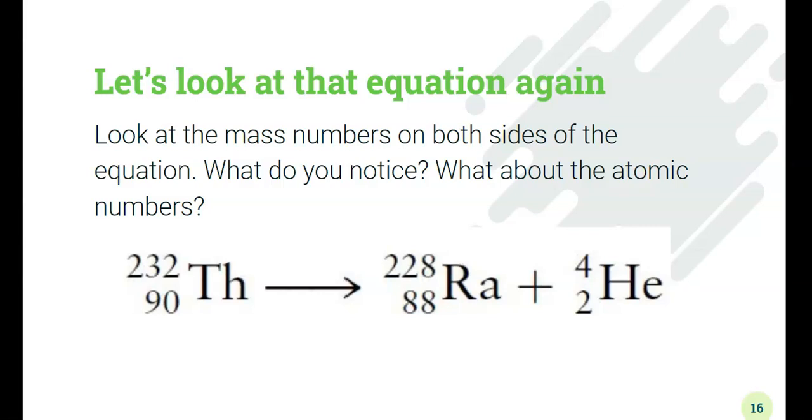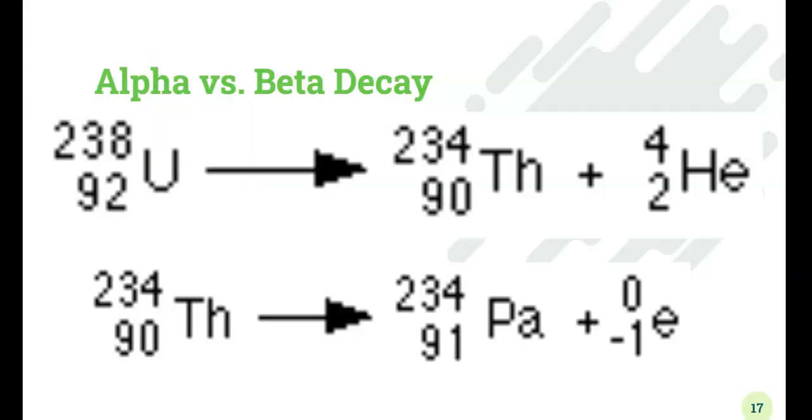Okay, now let's look at this equation closely. Look at the mass numbers on both sides of the equation. If you look carefully, you'll notice that the sum is the same on both sides of the arrow. So think of the arrow as like an equal sign, right? 232 equals 228 plus 4. The atomic numbers are the same. 90 on the left side of the arrow equals 88 plus 2 on the right side of the arrow. Okay? This makes sense based on the law of conservation of mass, right? We can't just have mass disappearing. The total has to be the same on both sides.